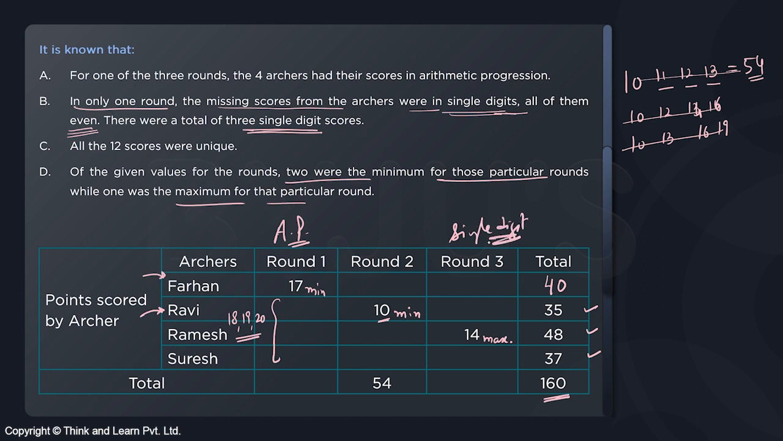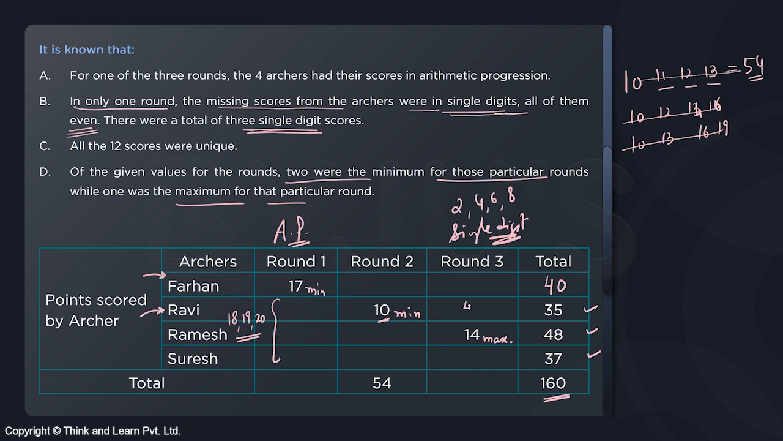The three missing scores must be out of 2, 4, 6, 8 because they must be even, they must be single digits. In round 3, one of the scores, that is of Ramesh, is 14. Out of the other three scores, we must be having single digits. What can I write here? I already have a 10 here. Sum of these two numbers is equal to 25. Can I write a 2 here? In that case, this will become 21. 21 plus 2 is 25. No, I cannot write a 2 here. So let's move that. It is not possible.